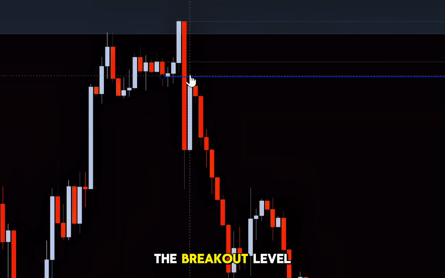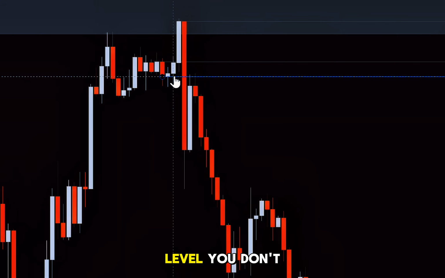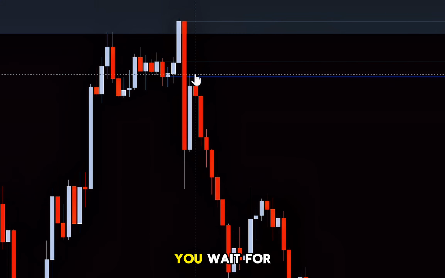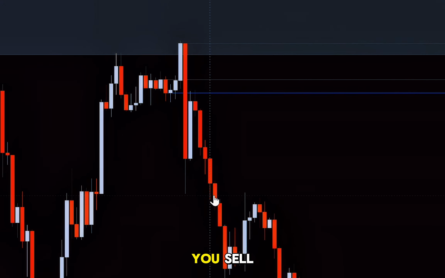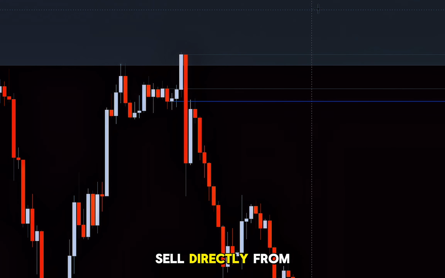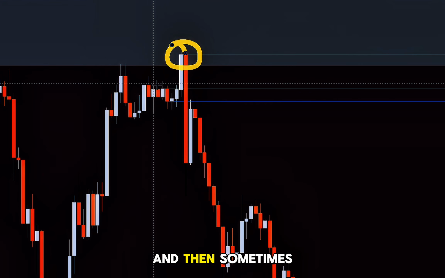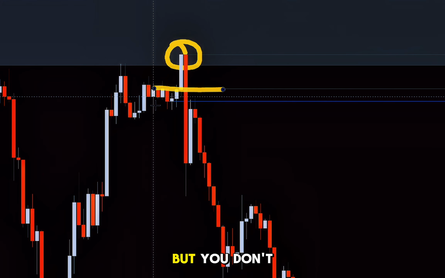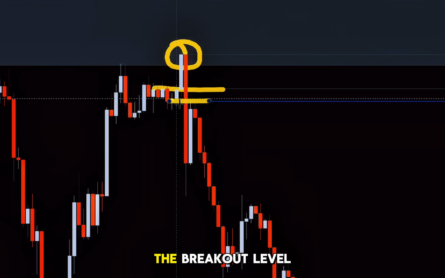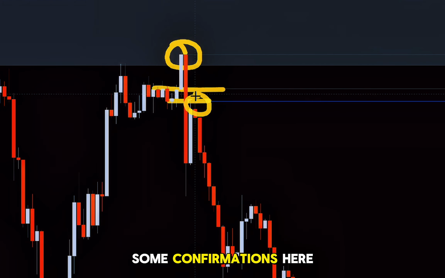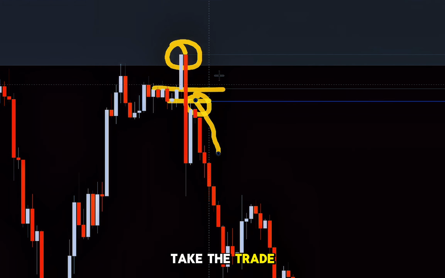So it used the breakout level. From the breakout level, you don't trade directly, you wait for confirmations here before you sell. You can always sell directly from this level here, and then sometimes if the stop loss is okay, you can take it directly from here, but you don't sell directly from the breakout level. You wait for some confirmations here, then you can take the trade.